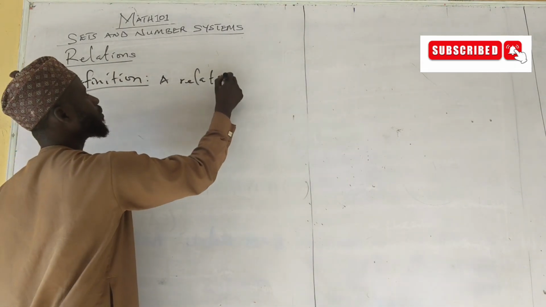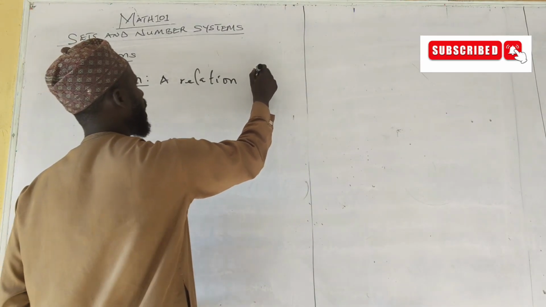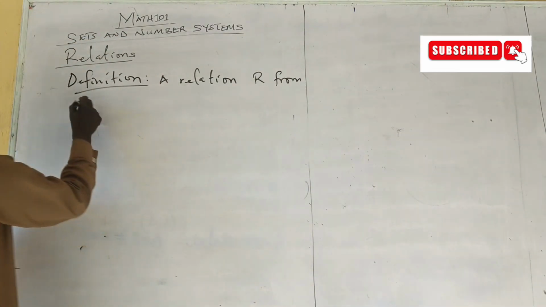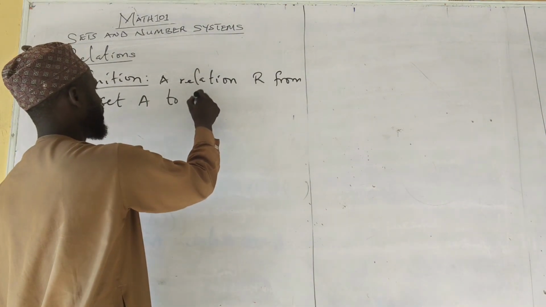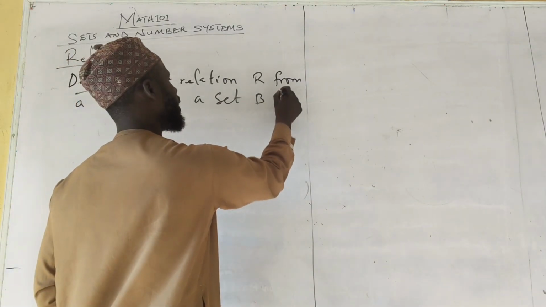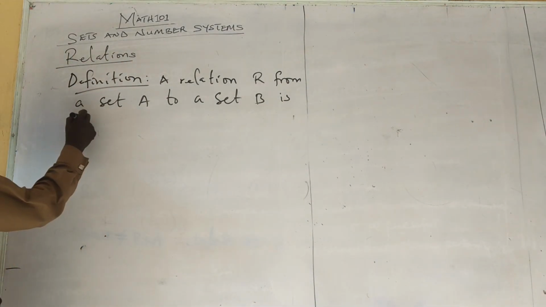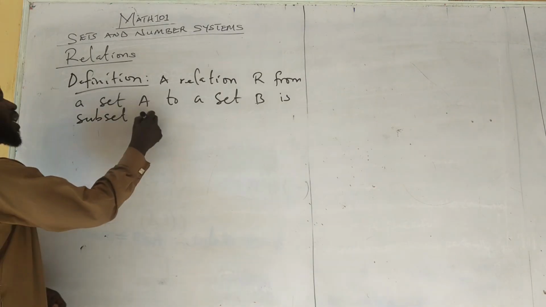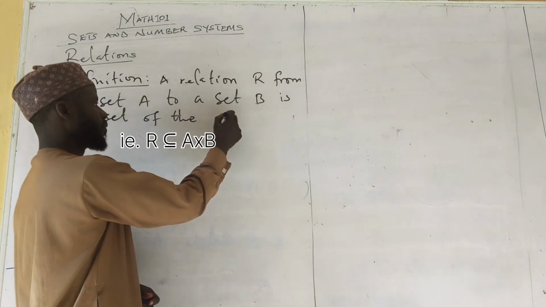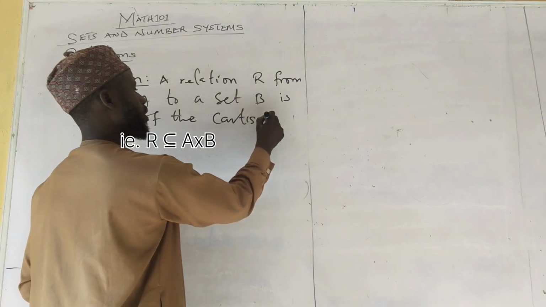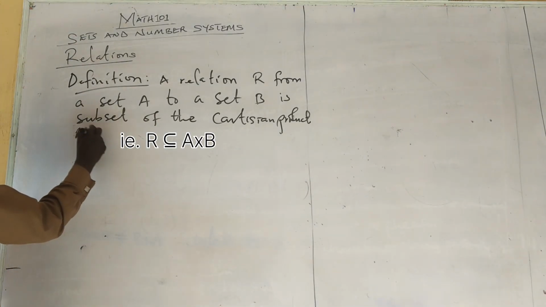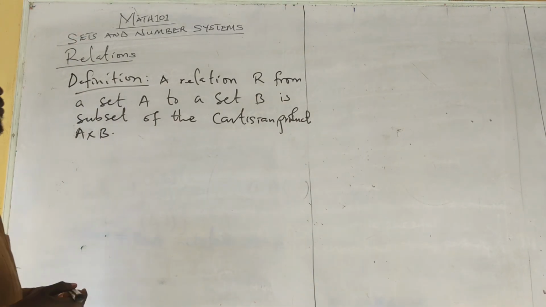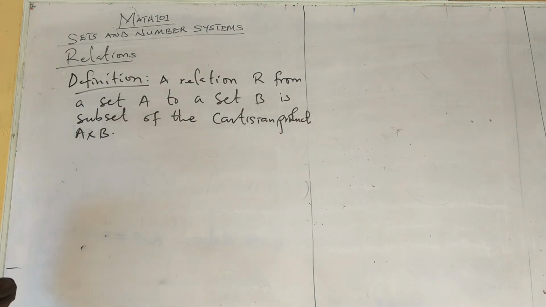A relation from a set A to another set, say B, is a subset of the Cartesian product A cross B. So a subset of A cross B is called a relation.